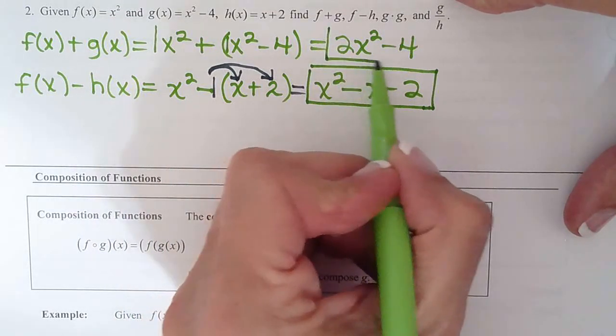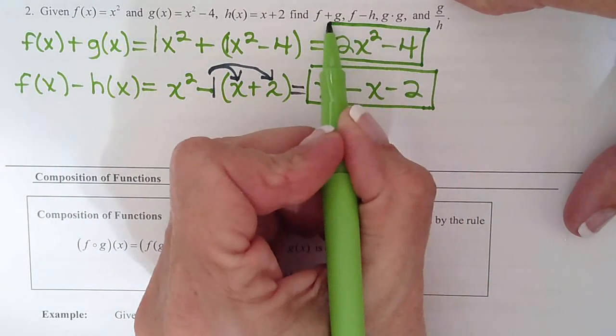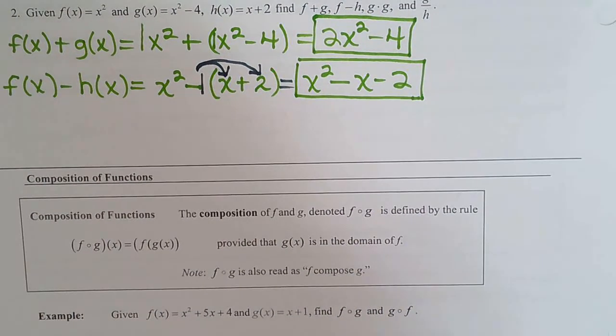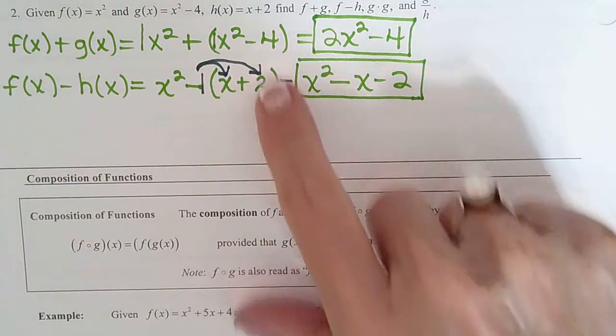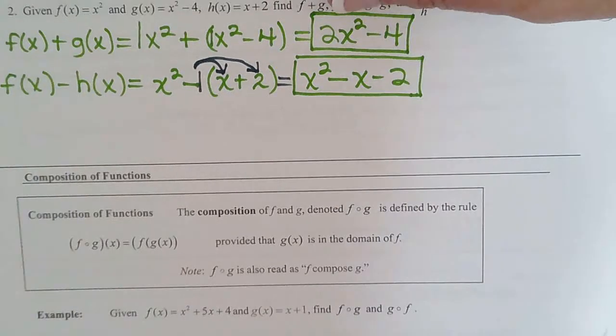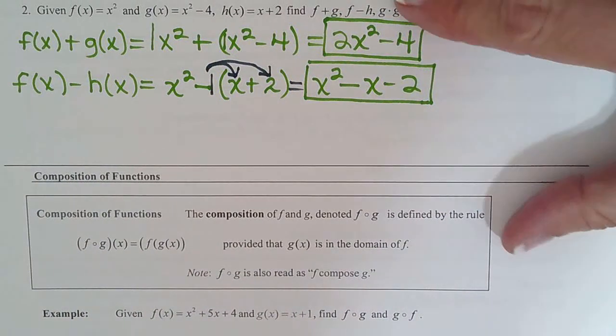But like I said, that was one of the most missed problems on the Chapter 4 test, was not distributing that. So always make sure you do this and distribute it out before combining like terms or doing anything else.